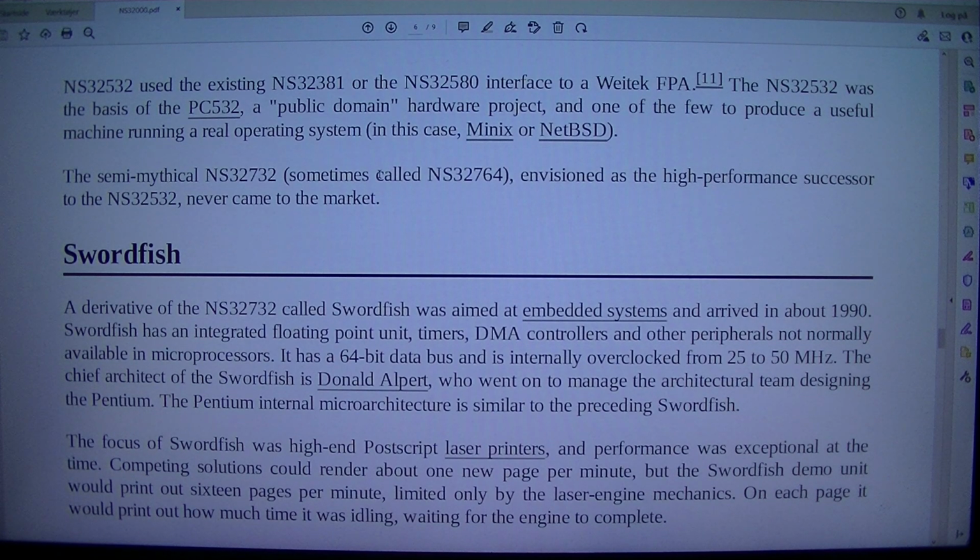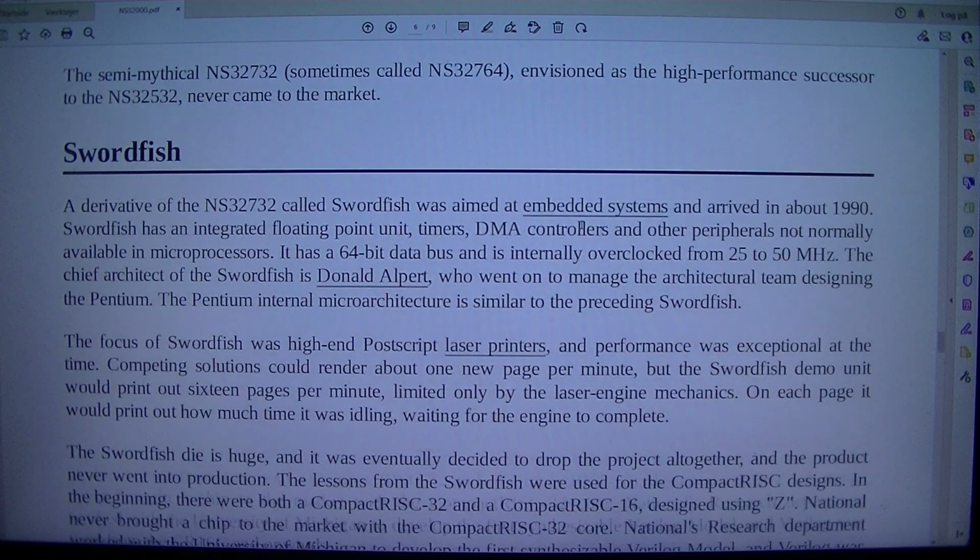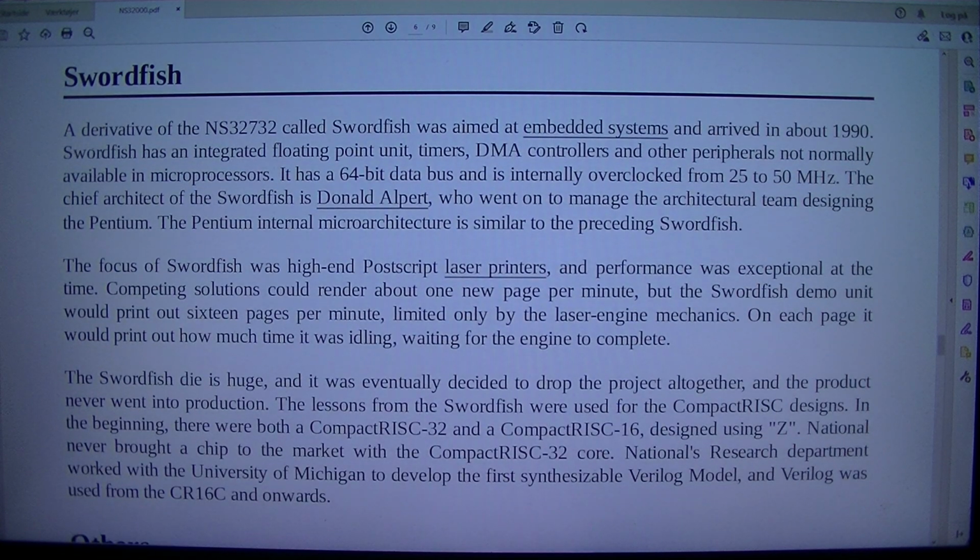The semi-mythical NS32732, sometimes called NS32764, envisioned as the high-performance successor to the NS32532, never came to the market. Swordfish, a derivative of the NS32732, was aimed at embedded systems and arrived in about 1990. Swordfish has an integrated floating point unit, timers, DMA controllers and other peripherals not normally available in microprocessors.